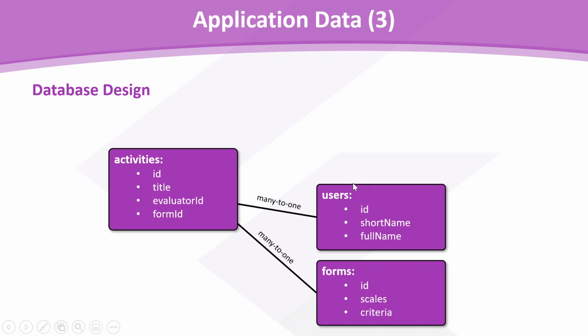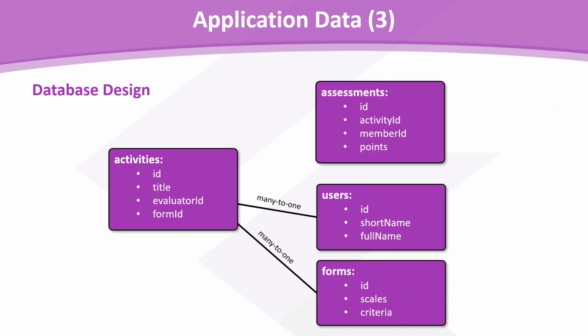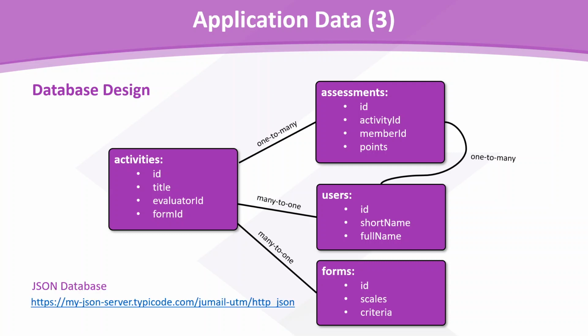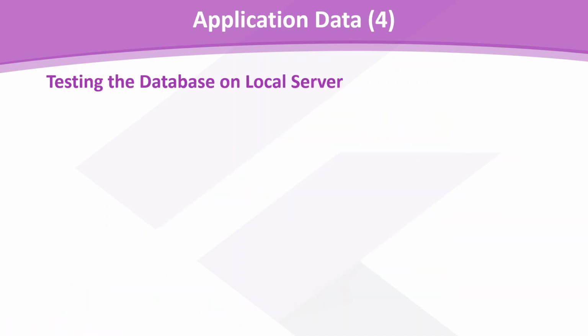So the solution for that is we introduce another collection, which I call assessment. Now it forms one to many. One activity can have many assessments, and then one assessment can have many users. So now we have something like this. Now we are going to implement this in our database. The database is already here, the same database I showed you just now. Now we are going to test the database.